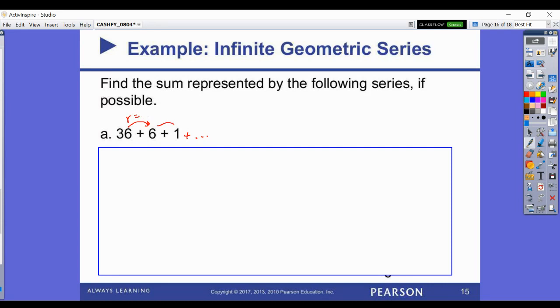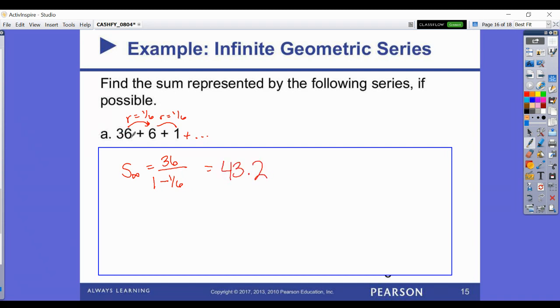R is, what am I multiplying by? 1/6. Divided by 6, divided by 6, divided by 6. So since my R is less than 1, I can use the formula. The formula for the infinite series is the first term divided by 1 minus R. And that's it. It's even more simple than the formula we were using a minute ago. So you divide that and you get 43.2.